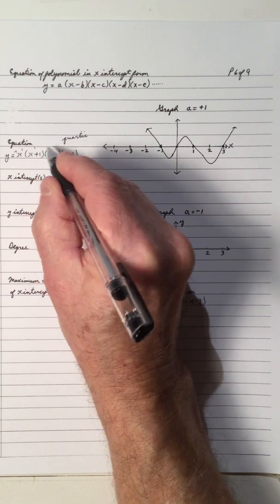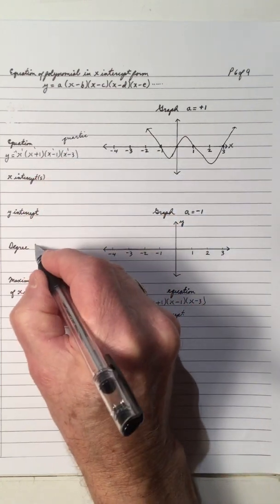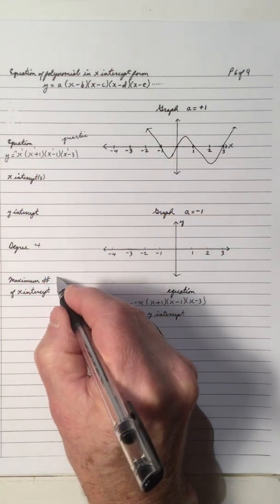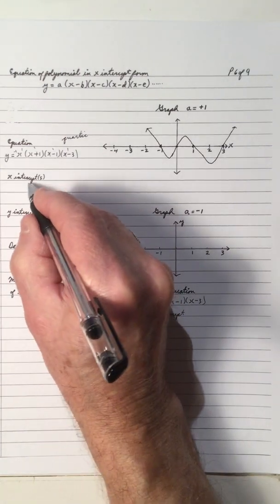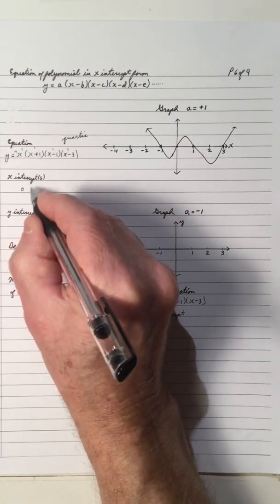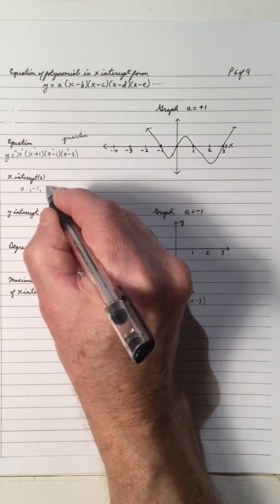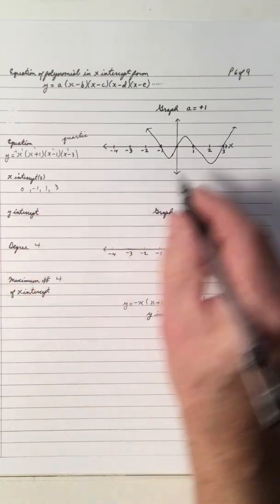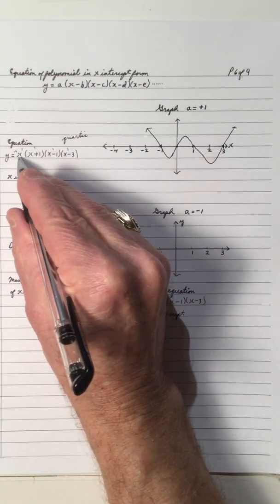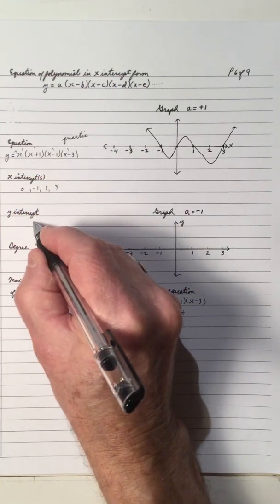Notice 1, 2, 3, 4. The degree is 4. There's a maximum of 4 x-intercepts. The x-intercepts are 0, -1, 1, and 3. And the y-intercept, when you let x equals 0, 0 times these numbers, y is 0.